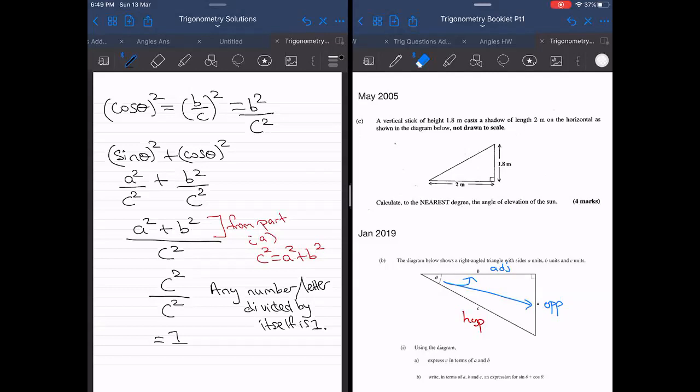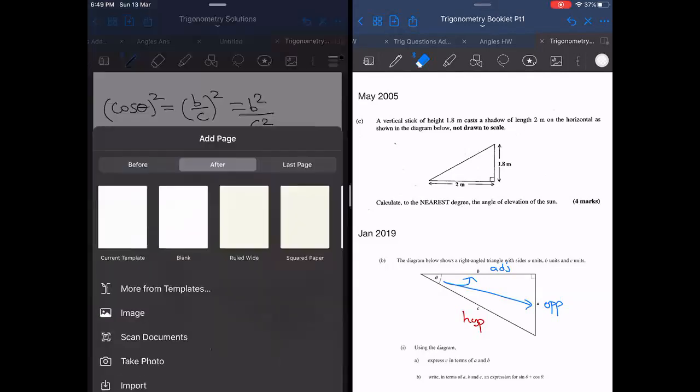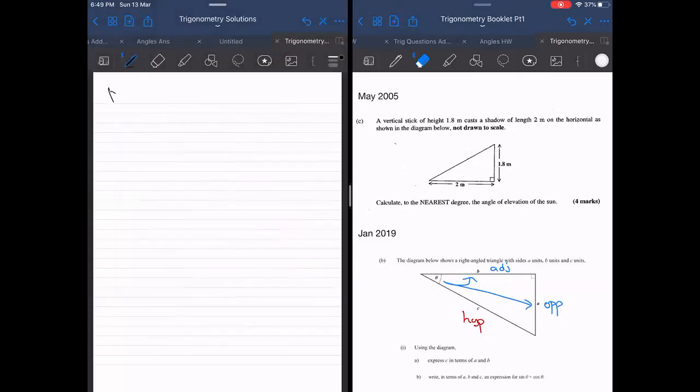Okay, I want to switch the page. Everybody's writing. All right. So we are going to May 2005. It says a vertical stick. So we want to point out some stuff. Vertical is up down, because most students mix up vertical and horizontal. You want to remember that horizontal is the one that goes across.